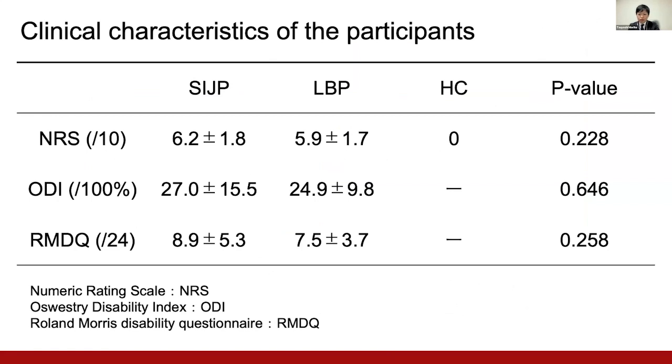Results: the clinical characteristics of each group are shown here. The healthy control group has no symptoms, and there was no difference in the degree of NRS, ODI, and RMDQ among the 3 groups.